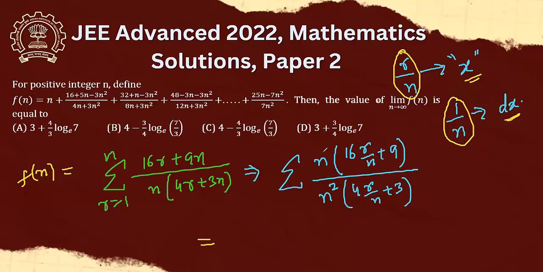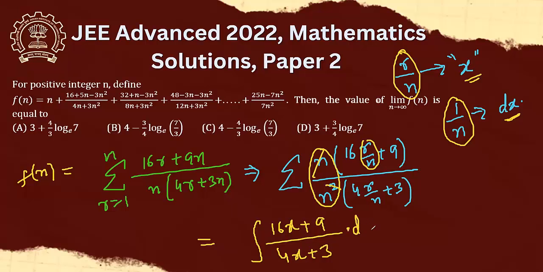So this n cancels this one, and I am left with this 1 upon n here. So this is the same as integral of 16 r upon n, which I'll replace by x. So 16x plus 9 upon 4x plus 3, and I was left with this 1 upon n here, that is dx. And what is the limit? Just see, the limit of r was 1 to n. When r is 1, r upon n is 1 upon n, and for a very large n it will tend towards 0. So x is starting from 0, and when r is equal to n, this becomes n upon n, that is 1. When r becomes equal to n, x becomes 1. So the limit is from 0 to 1. So ultimately I have to just evaluate this integral now.